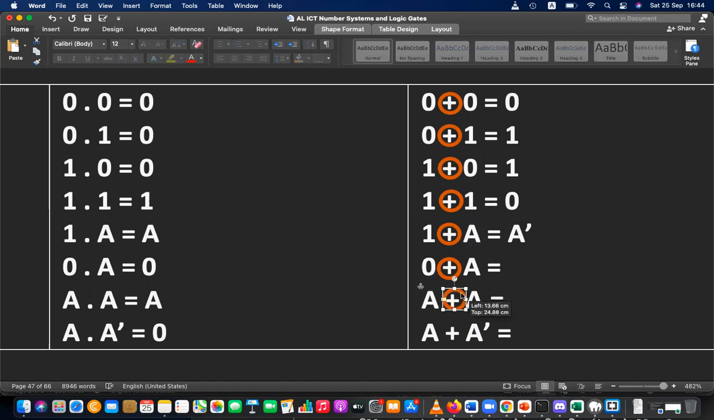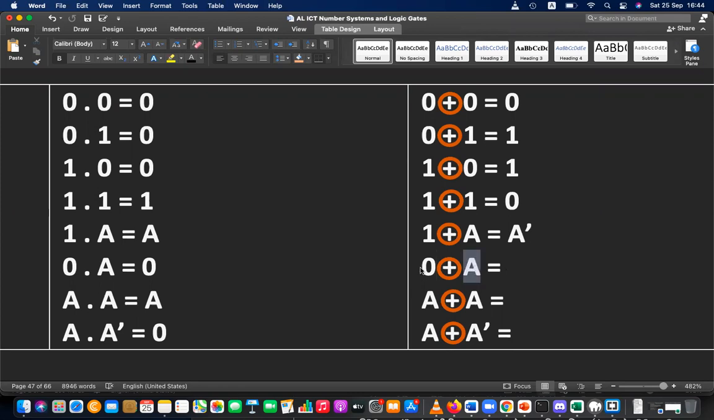0 XOR A. 0 XOR A. Yes. So if you are confident, don't worry. You can tell the answers. 0 XOR A. If A is 1, the output will be 1, right? If A is 0, the output will be 0. So that means same A.